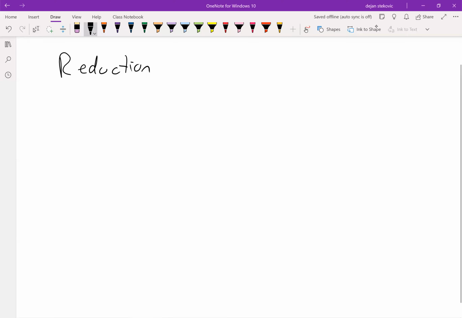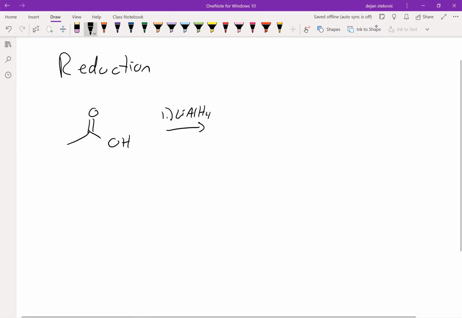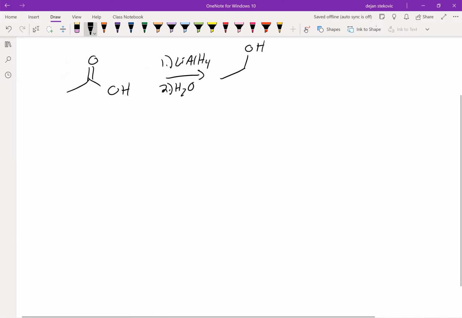All right, another review. Remember that we can reduce carboxylic acids using lithium aluminum hydride. So if we've got this carboxylic acid, add some lithium aluminum hydride, then add water as a workup step, we end up with the alcohol. Let's take a look at this mechanism because it's a little bit more complex.